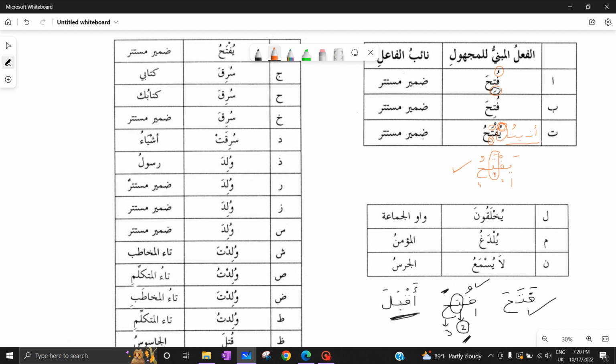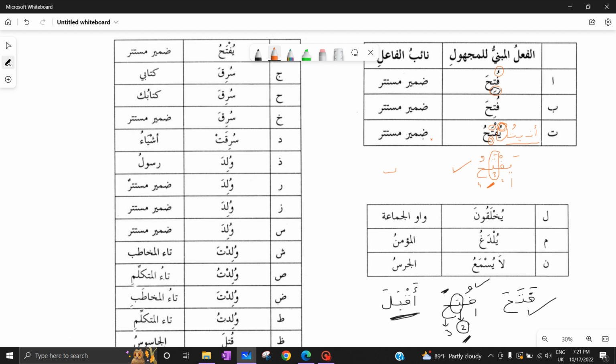The ta is already having a fatha, so it will remain in fatha. Sometimes in some present tense, maybe in yakhluqu, yashrubu, or yashrabu, there are some present tense verbs, I don't remember it now, where the third letter has a kasra. So what you will do in making majhool, this kasra will change to fatha.